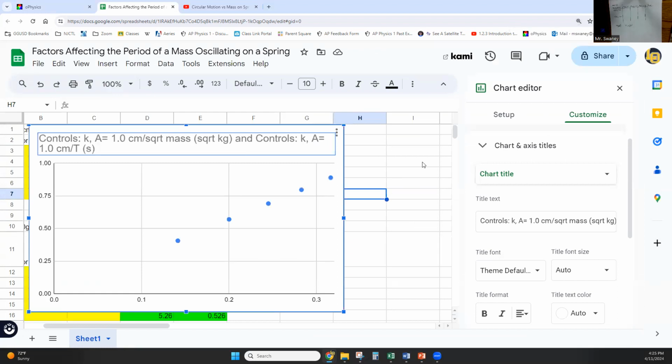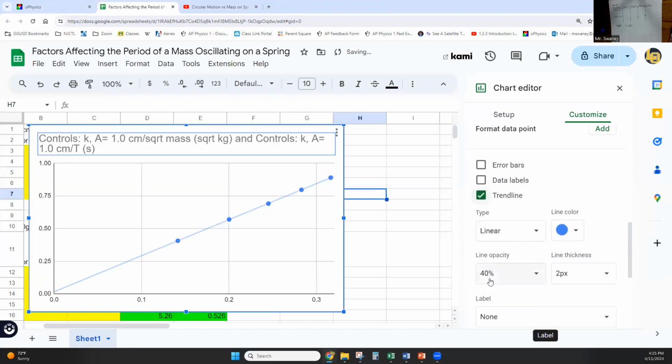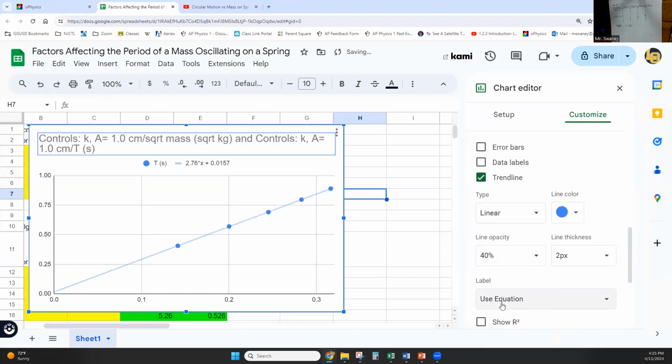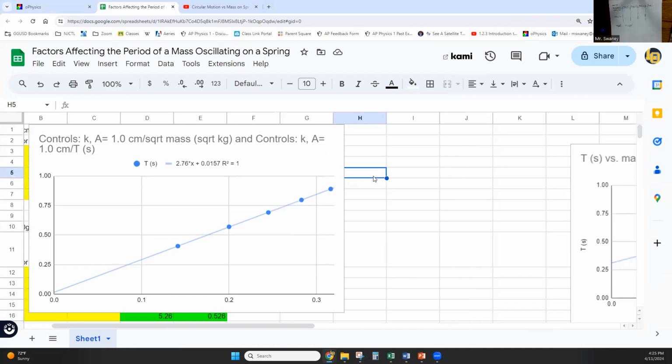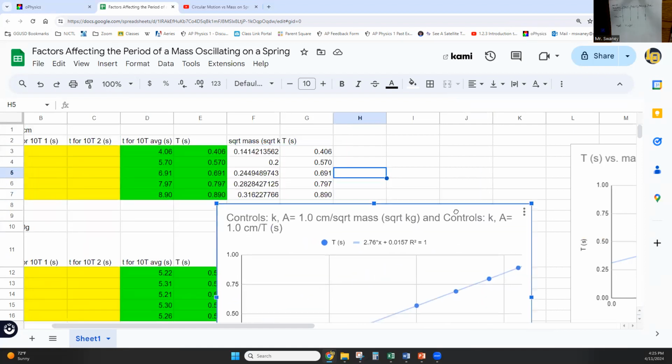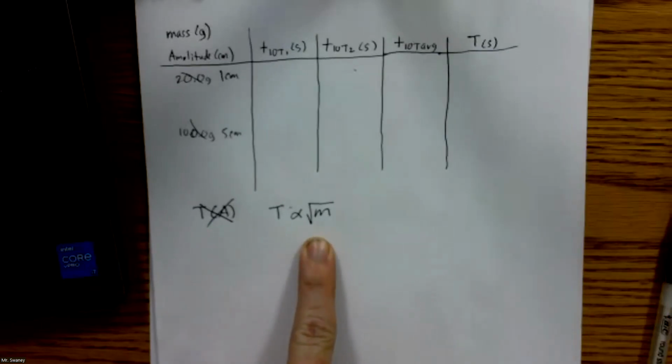Okay. And then let's go to series, trend line, defaults to linear, equation, R squared value. Ooh, the R squared rounds up to 1. And our slope is 2.76. Let's get this out of the way. So it looks like the period is indeed proportional to the square root of the mass. Excellent. I don't want to put controls in there at all. So we now know that the period is indeed proportional to the square root of the mass.